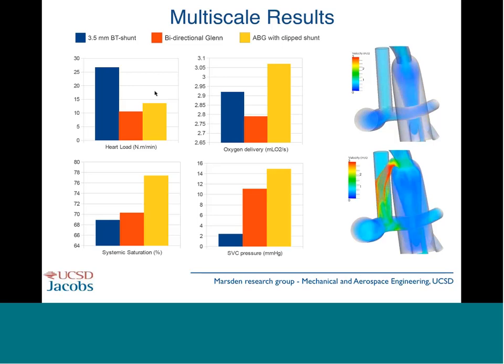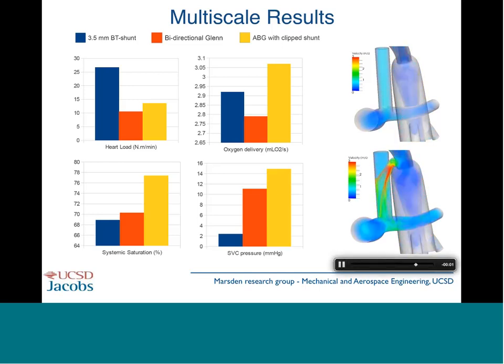We were able to show in simulations, again, that we did reduce the cardiac workload by about half. We had the maximum oxygen delivery using the ABG and maximum systemic saturation compared to either the VT shunt or the Glenn, with the caveat that we are increasing the SVC pressure a little bit, and this may be undesirable. It's something that needs to be studied further. However, we have some ideas for how we can modify the design to hopefully reduce this pressure increase a little bit.